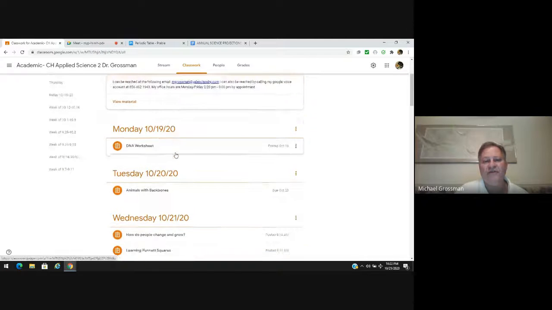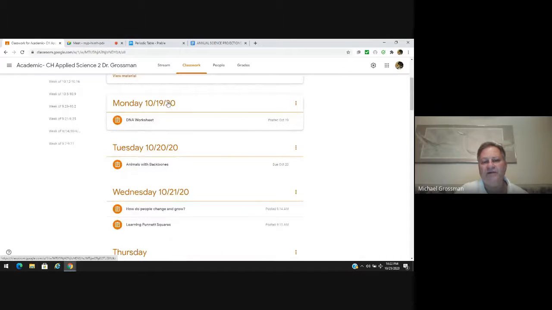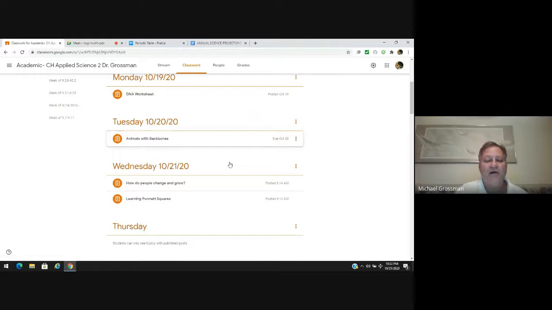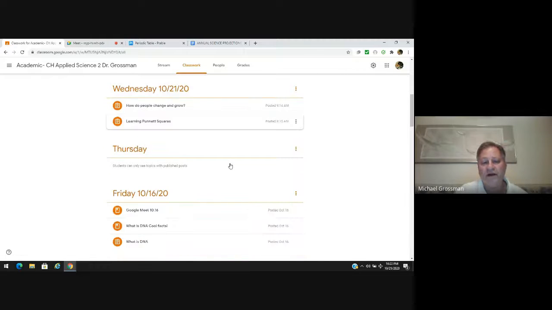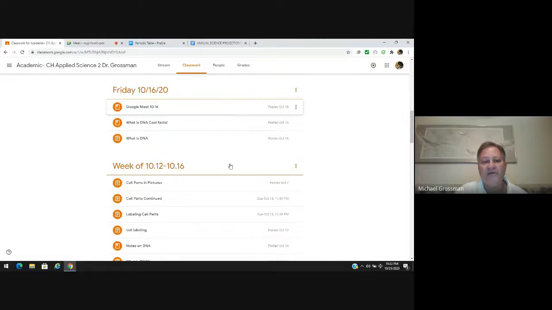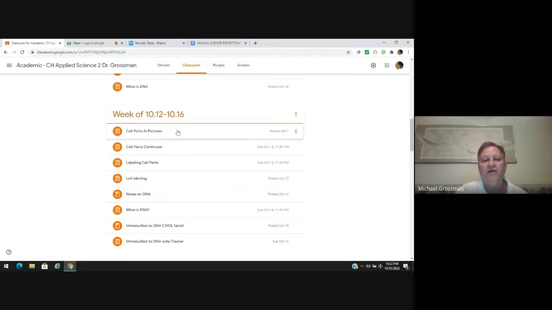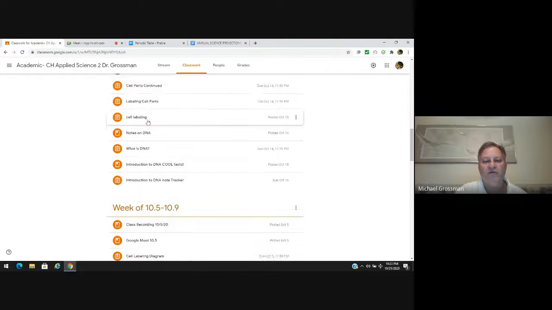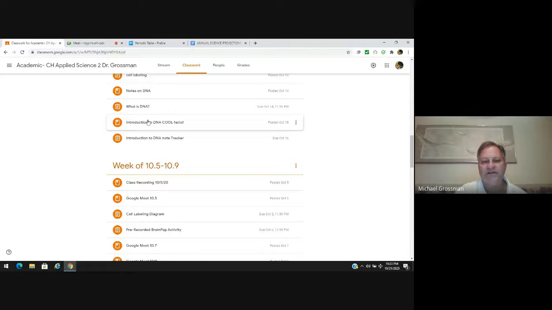As you can see, the assignments are listed by the day. Monday's assignment, 10/19, Tuesday, Wednesday. So the assignments for that particular week are listed by the day and the date. For the previous week's work, in case students need to catch up, that can be found under the week of. So the week of 10/12 to 10/16 would contain the various work we did with the students from the prior week. And each week, receding backwards, should be listed with the work for that particular week.